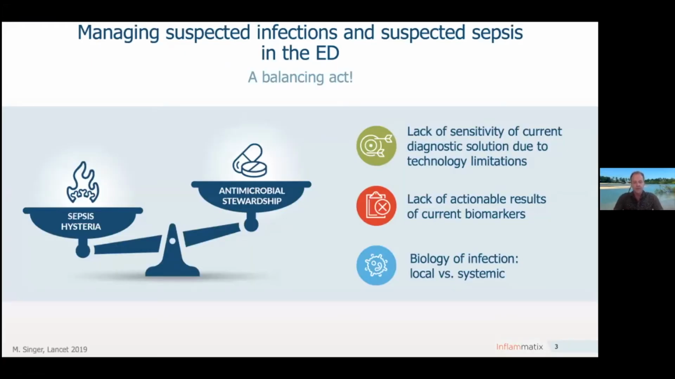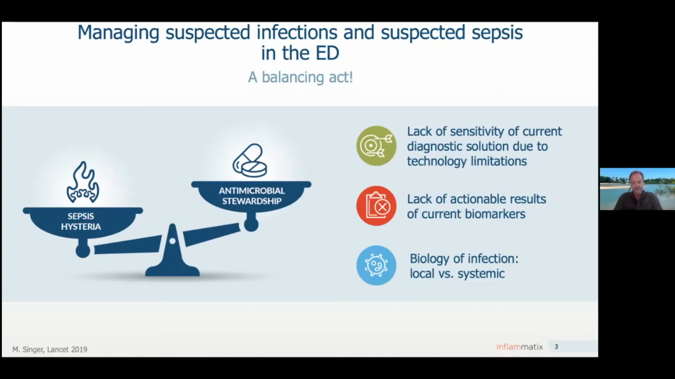To introduce the topic, we all agree that managing suspected infections and suspected sepsis in the ED is a balancing act. When we look at the two pieces of information we need to balance, we have on one hand the fear of sepsis, which makes us administer antibiotics early on and do other actions. On the other hand, we have to be very good antimicrobial stewards, thereby not over-prescribing antibiotics. The requirement to act early in case of suspected sepsis has by some people even been named sepsis hysteria. We can argue whether this is the correct term or not, but we all know this is a balancing act when we see patients in the ED.